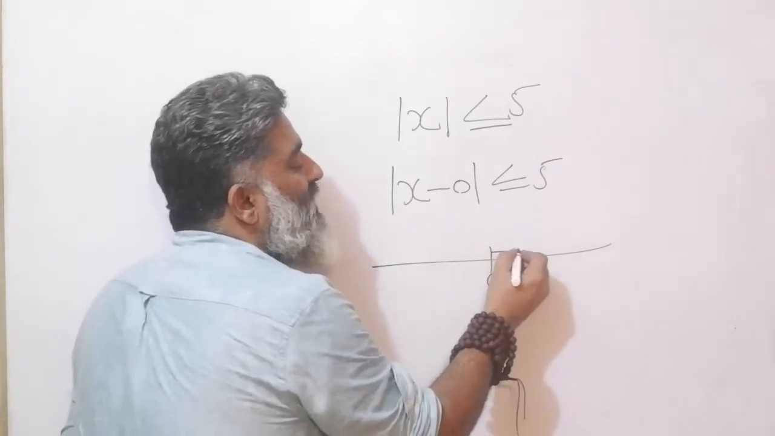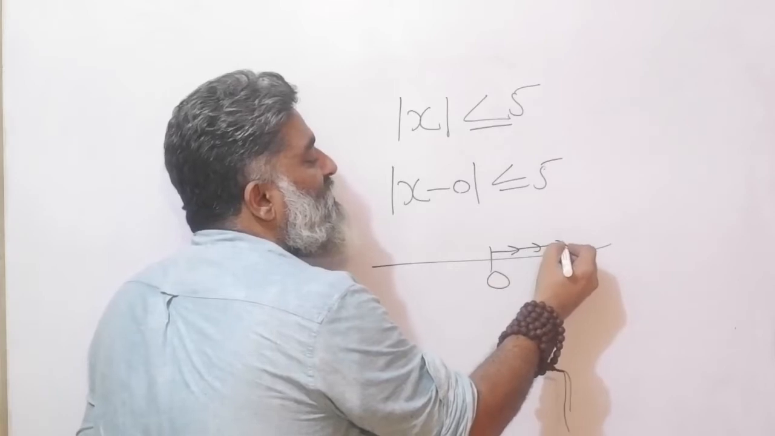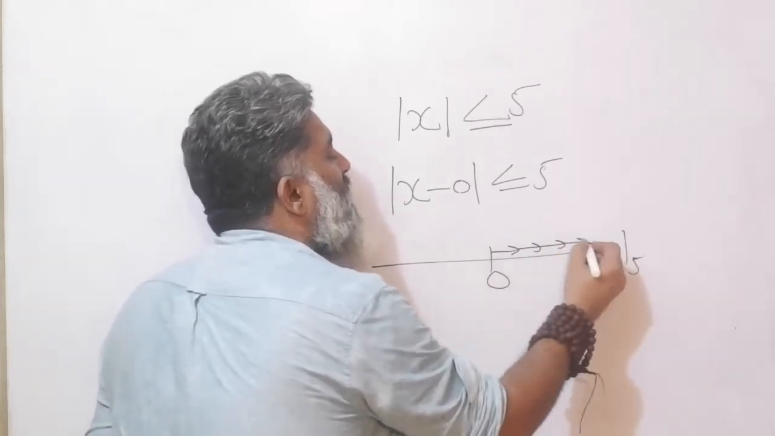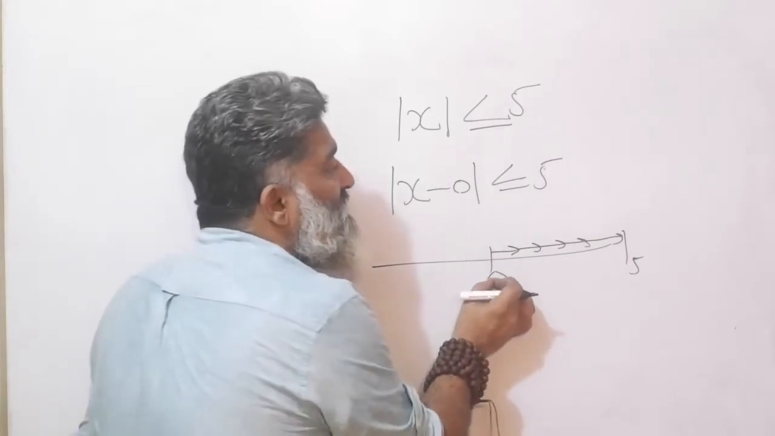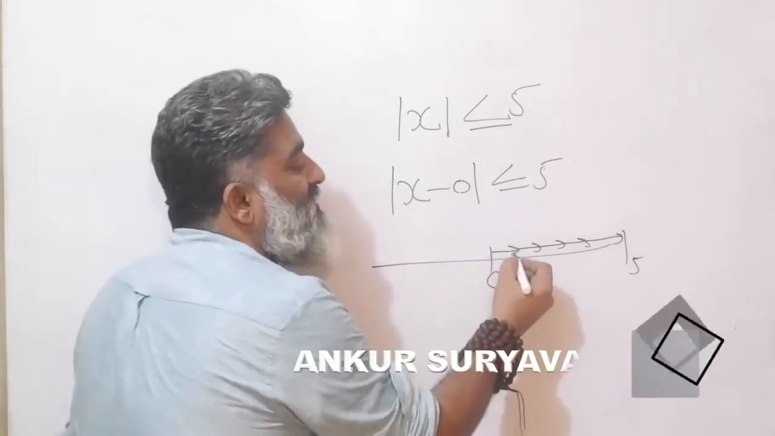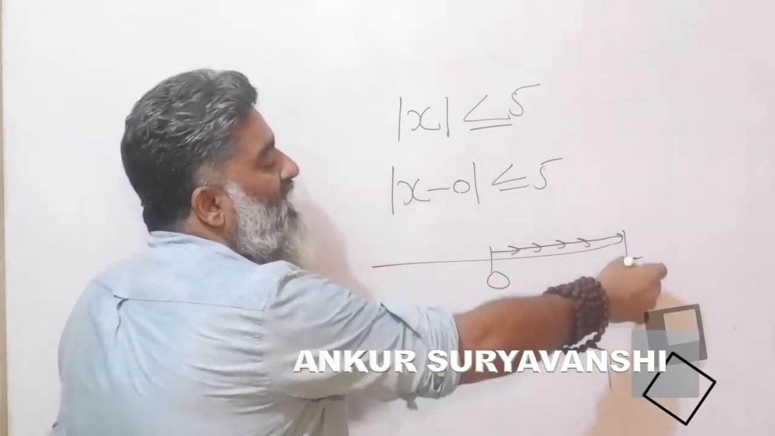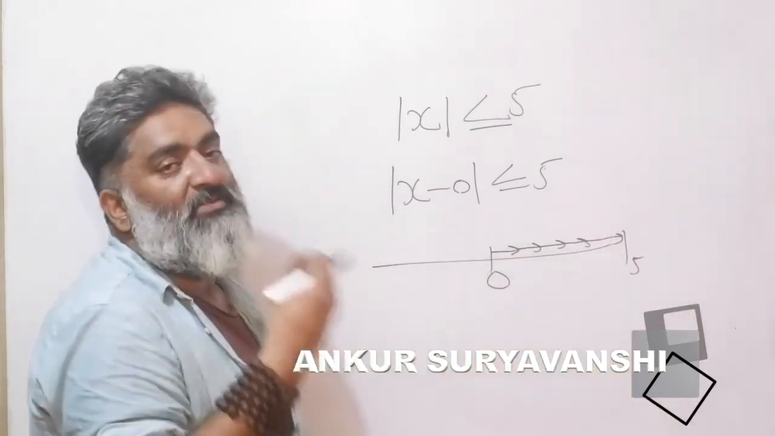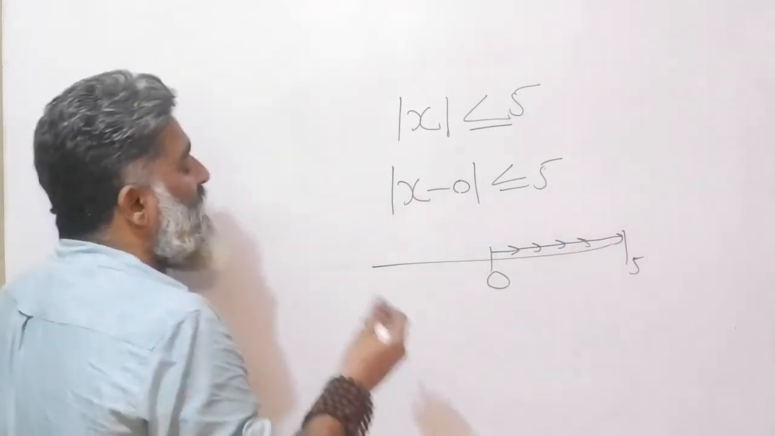So can I go 1 unit? Can I go 2 units? Yes. Can I go 3 units? Till where can I go? I can go up to 5, right? The distance from 0 can be anything, can be 1, 1.5, 2, 2.5, 3, 4, 4.5, 4.9, but because it is not giving me an absolute value, any of these points will be absolutely okay for me.